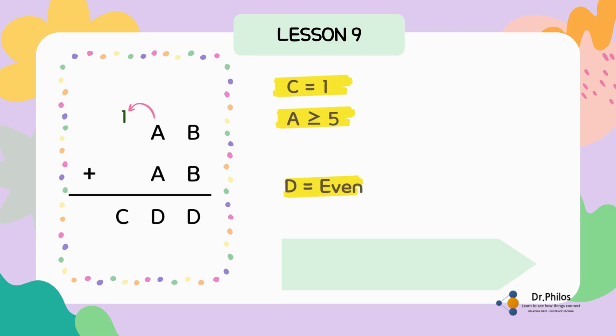Can we solve it by starting with D instead? Yes. If we know D, we can find A, and then B. Try explaining it starting with D. Since D is an even number, I tried 0, 2, 4, 6, and 8 one by one.